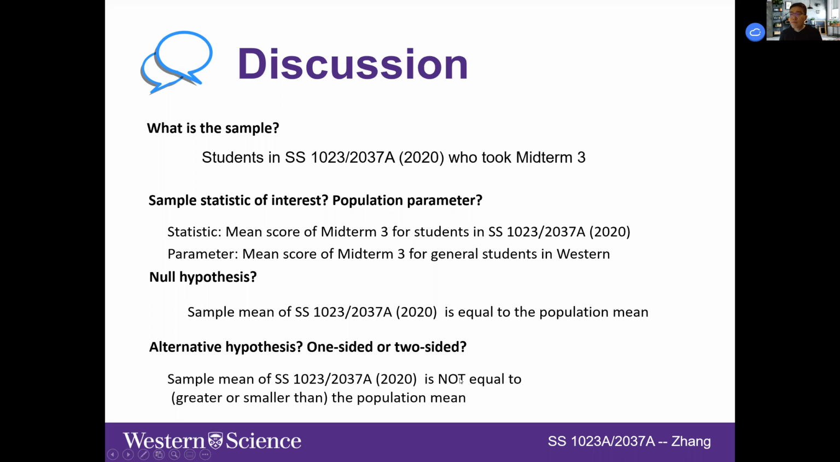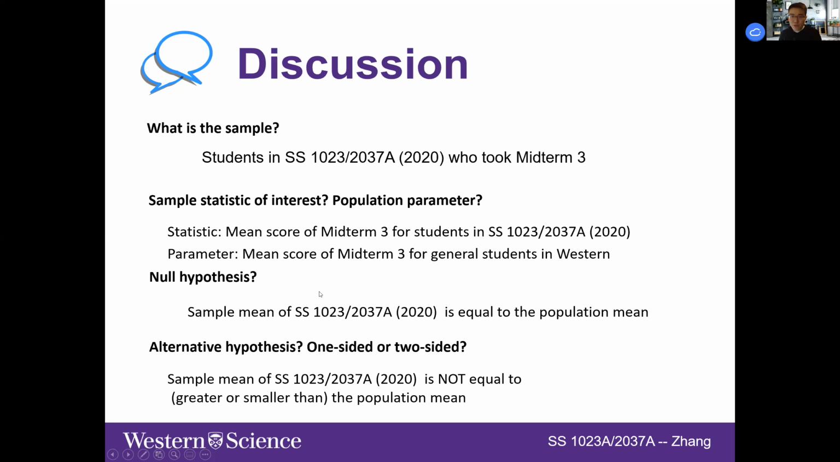So remember that when we talk about a difference, or "not equal to," this type of hypothesis is actually a two-sided hypothesis, because either our sample mean could be greater than the population mean, or our sample mean could be smaller than. So just keep in mind that this is actually a two-sided hypothesis.